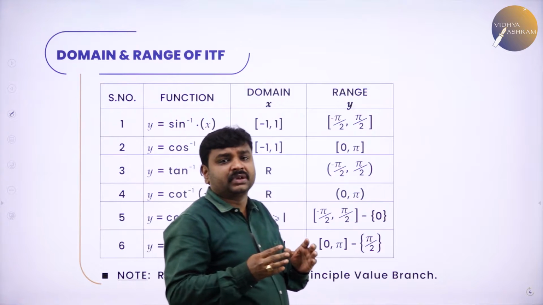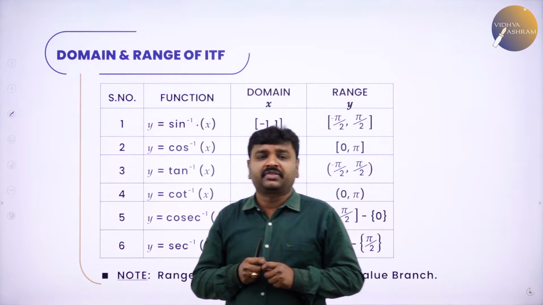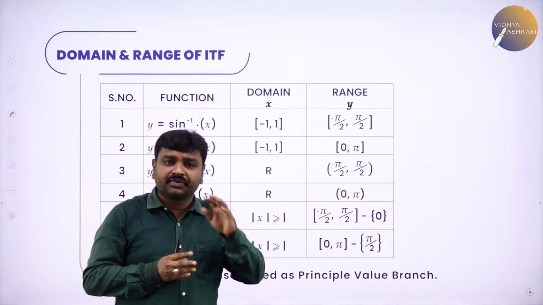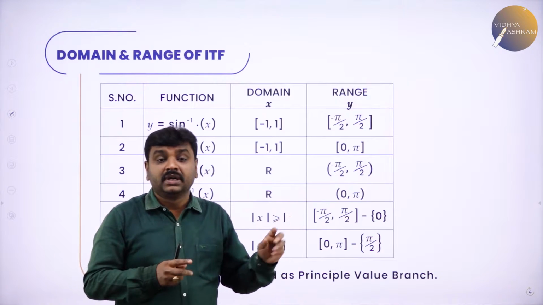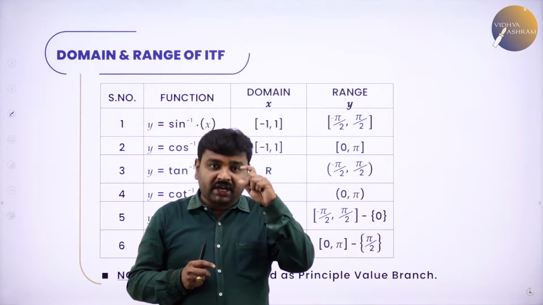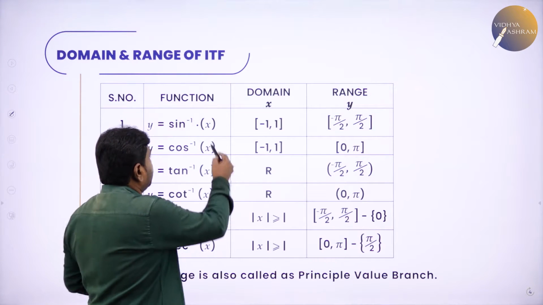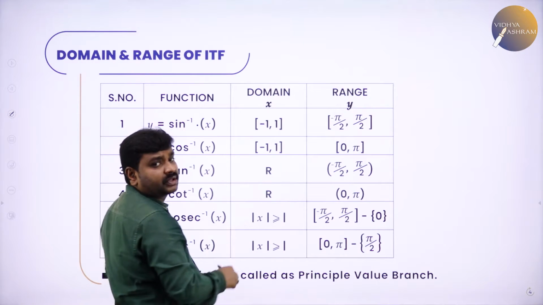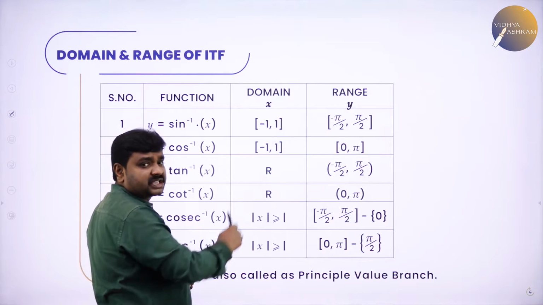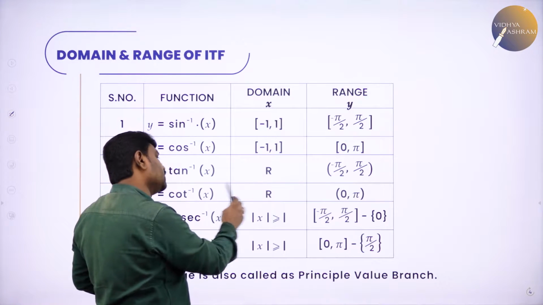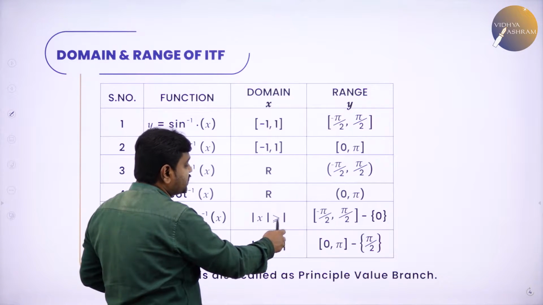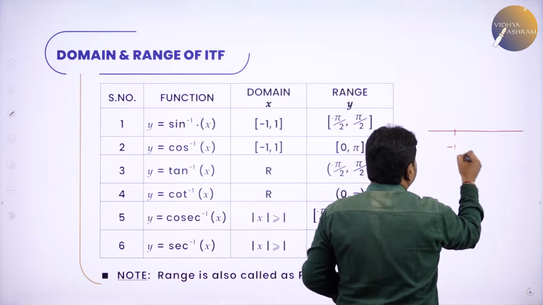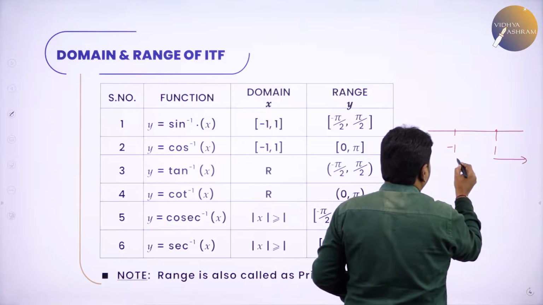First, we'll become thorough with the domain and range of inverse trigonometric functions. You have to become thorough with the domain and range of inverse trigonometric function, because inverse trigonometric functions are not always defined. They are defined only when the values are suitable. So for sine inverse x, domain is -1 to 1 closed interval, and for cos inverse x, again domain is same. Tan inverse x, you can take all real numbers, minus infinity to plus infinity, and cot inverse x, all real numbers, and cosecant inverse x, mod x greater than or equal to 1, means away from 1 and away from -1.